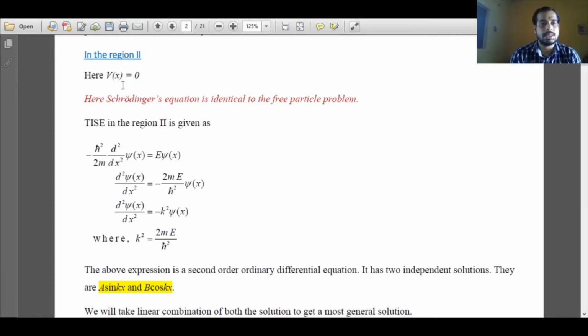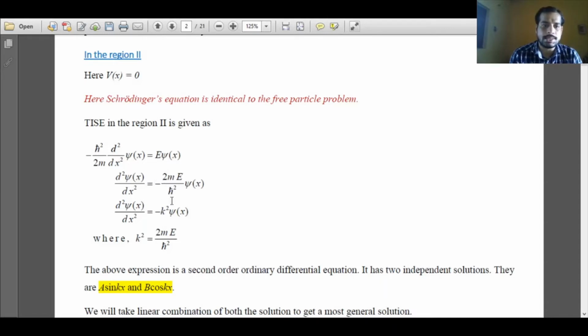The potential energy is 0. So in the Hamiltonian operator or the energy operator, we have only the kinetic energy part, that is minus h bar square over 2m d square over dx square, multiplied with the state function or wave function, giving rise to energy multiplied with the same state function or wave function. I can do a simple rearrangement and I'll get an expression like this.